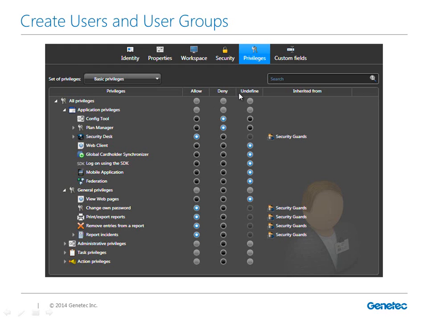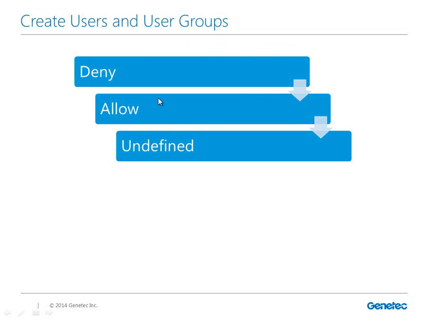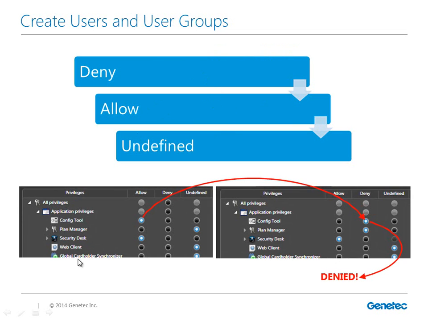Now when we're looking at the priorities here, a deny will always override an allow, and both of these will override an undefined setting. So for example, if we have a user who has the privilege to access the Config tool set to allow in their user group, but set to deny in the individual user's privileges, then they're not going to be able to log in since the deny takes precedence.